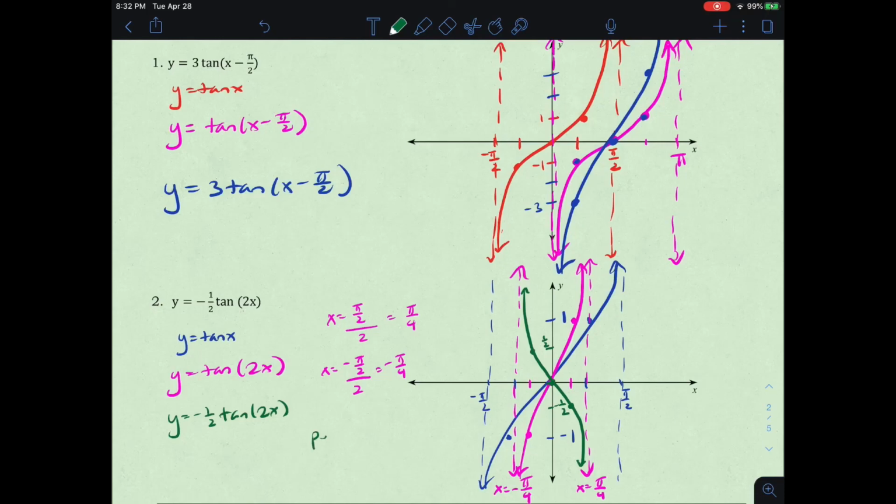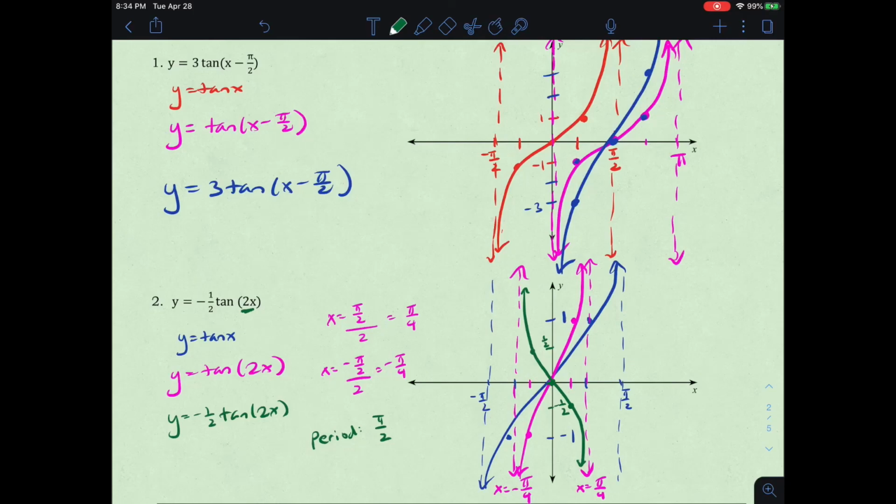If you note here, this graph has a period of pi over 2. Right, if you look at the distance between negative pi over 4 and pi over 4, that spans a distance of pi over 2. Tangent normally has a period of pi, right? It takes an interval of length pi for one cycle to be completed. But because of this 2 right here in the function, that shrinks everything horizontally by a factor of 2, which means that one cycle will be completed in half the length that it normally would. And so the period here is pi over 2.